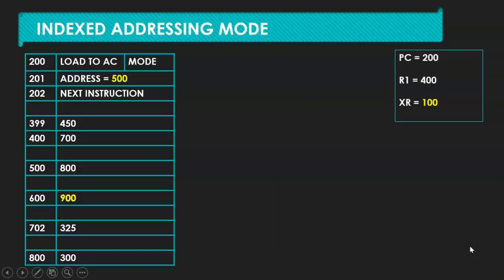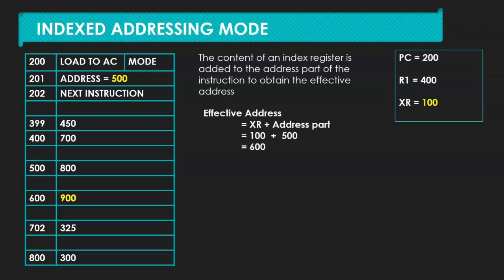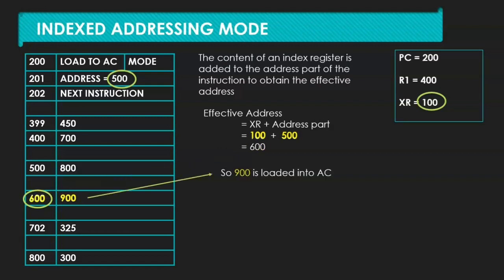As already discussed, in indexed addressing mode, the content of the indexed register is added to the address part of the instruction to obtain the effective address. So here the effective address is equal to the indexed register XR plus the address part. XR is 100 and the address part is 500. These two are added together to get 600, which is our effective address. So the value 900 is loaded into the AC.